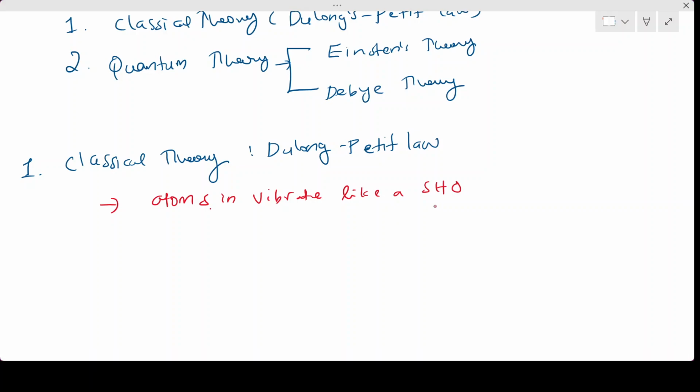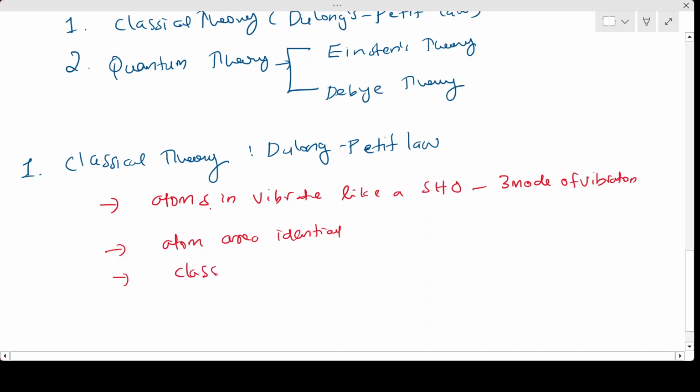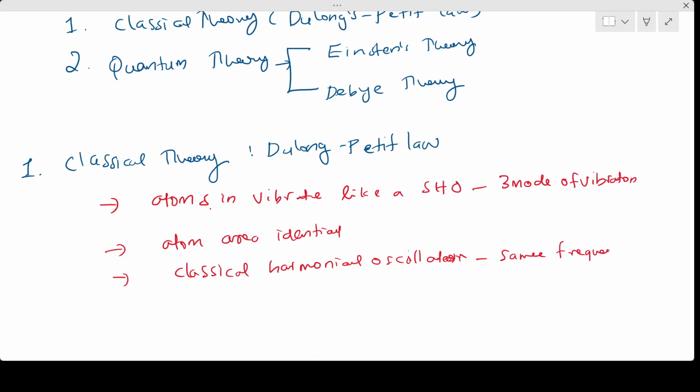SHO means simple harmonic oscillator, and this simple harmonic oscillator has three modes of vibration if it is three-dimensional. Classically, we consider that these atoms are identical and act as classical harmonic oscillators executing simple harmonic motion, vibrating with the same fundamental frequency, which is independent of each other.